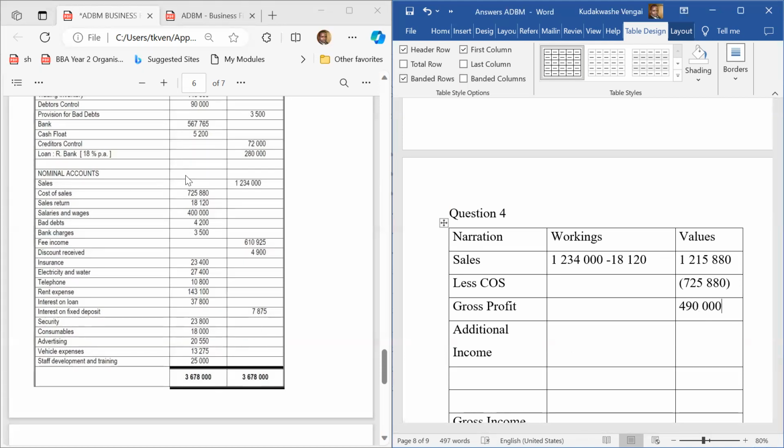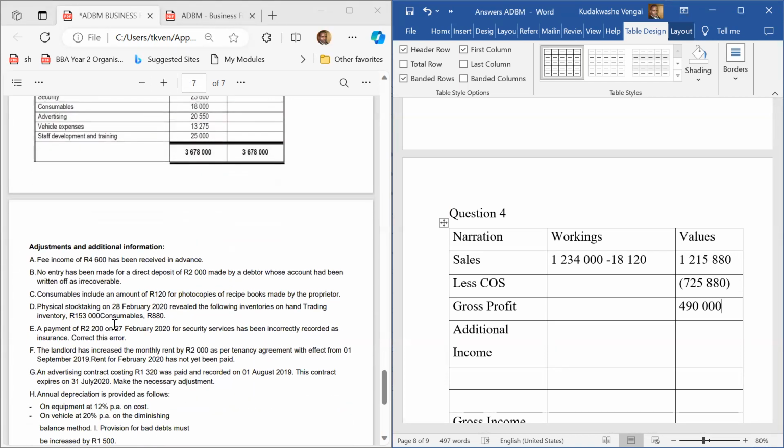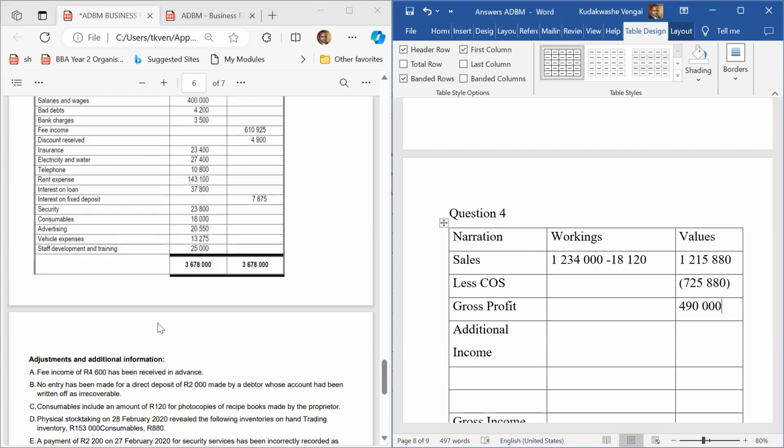Right? And then you now go through your additional information and your expenses and whatnot. But these figures here under your nominal account section, specifically as you go down them, these are unadjusted figures because you've got additional information, which means you need to adjust them for the additional information. So that's what we are going to go through. So I might not quickly put in the totals because I want us to do the adjustments first.